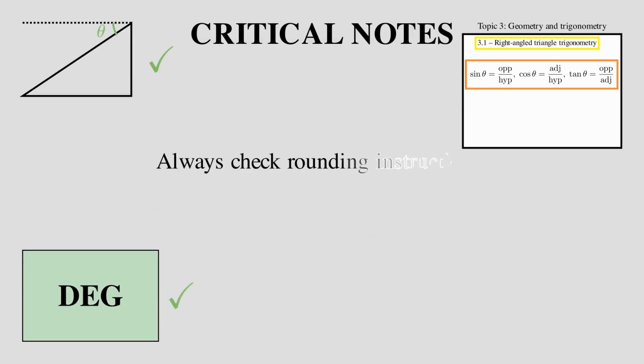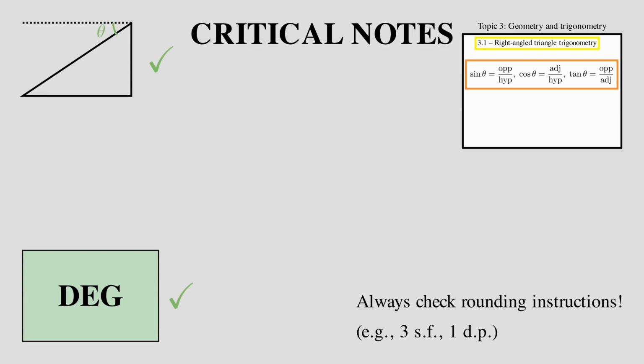And finally, read the question carefully. For rounding instructions, IB exams are strict about this. Giving an answer to the wrong precision can cost you marks.